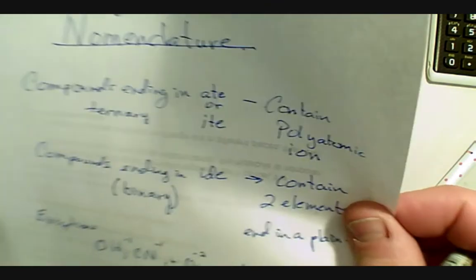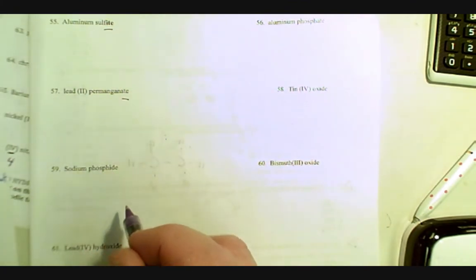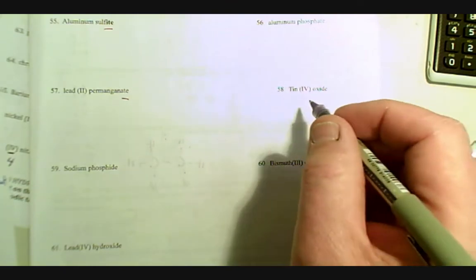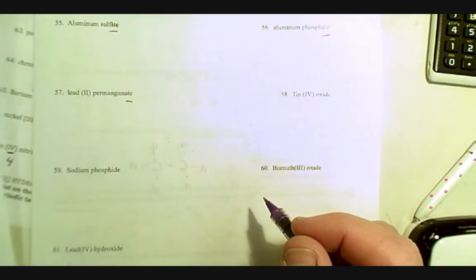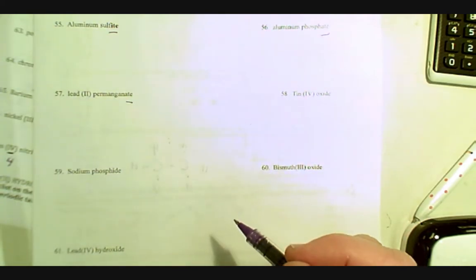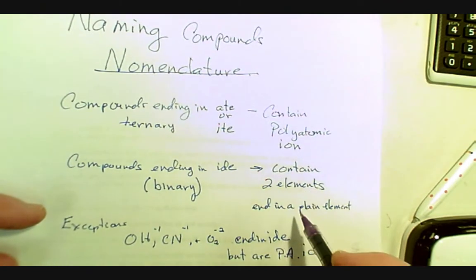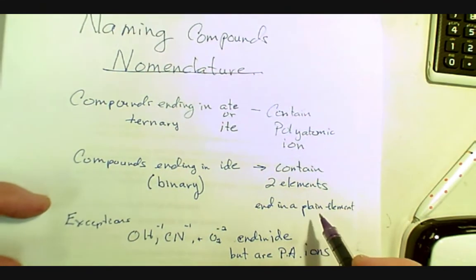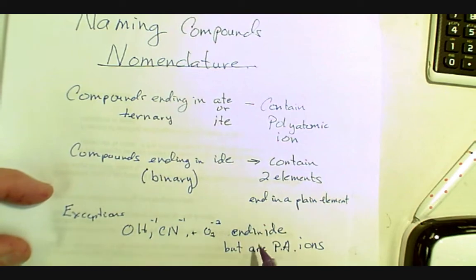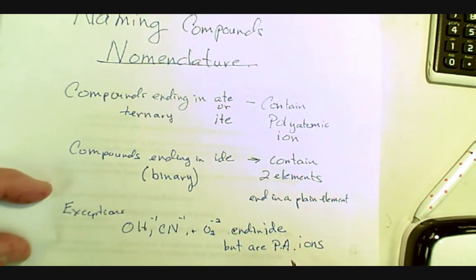So let's just take a quick look here. There's one that has a polyatomic ion. That's not. There's one that has a polyatomic ion. So on those compounds, you're going to look at the bottom of your table to find the second part. Then we said the IDE ending contains two elements, and they end in a plain element with these exceptions. And that was hydroxide and cyanide and peroxide. They end in IDE, but they're polyatomic ions, and you just have to remember that.